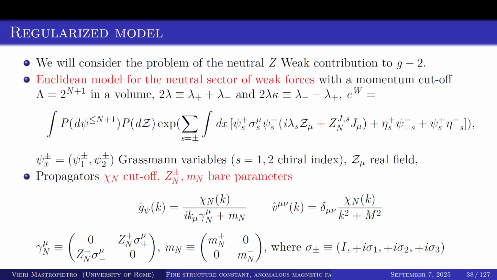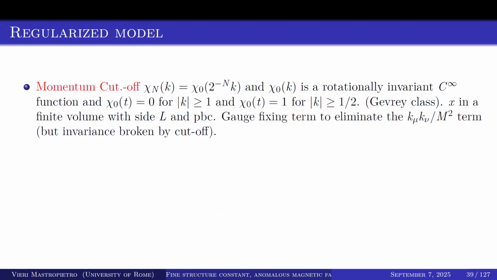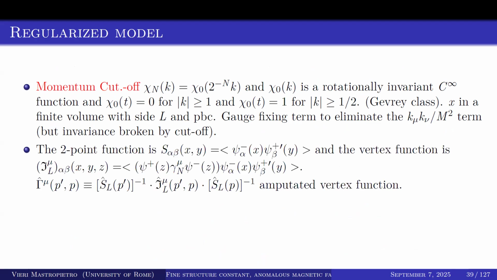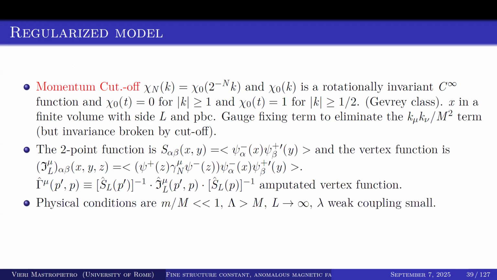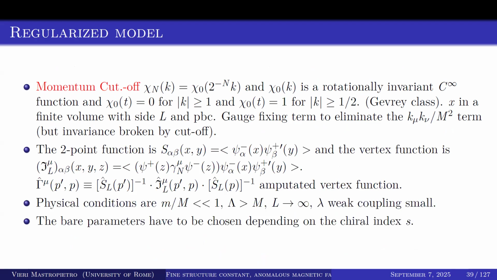So if you integrate the Z, this is the definition of the momentum cutoff. It's rotationally invariant, C infinity, and so on. And then there is also a finite volume, which you want to remove, with periodic boundary conditions. At the end, what is possible to do is to send L to infinity. The infrared problem can be solved, but not the ultraviolet. But then the point is that we want to stay at an energy far enough. Okay, now these are the definitions. Maybe I can tell you later. Okay, this is also important.